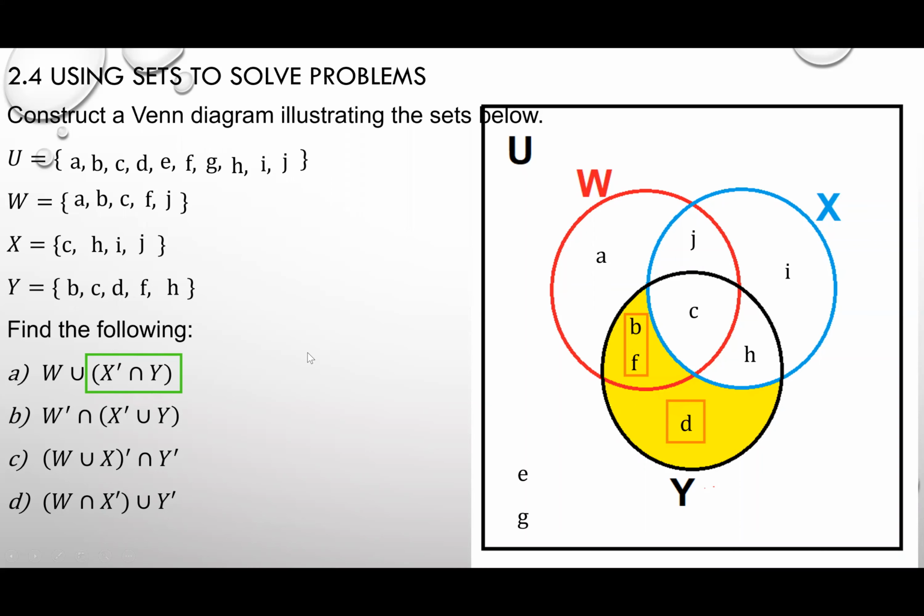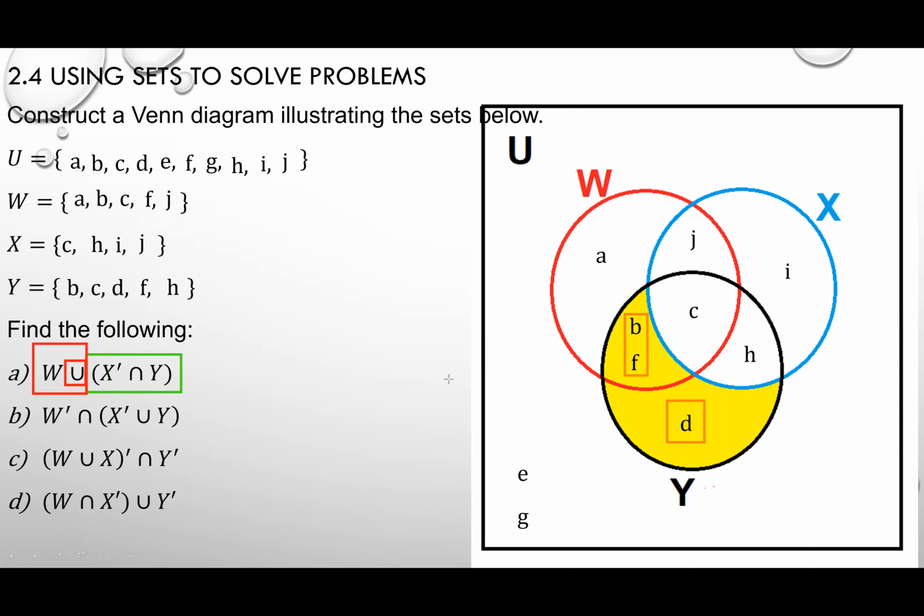We're not done, right? After that, we are not done, because that is only what's inside your parenthesis. Now, what else do they ask you? They ask you this thing here. Remember I told you that the union basically tells you to take whatever you just found out, which is that the B, the D, and the F are outside of my X and inside my Y.